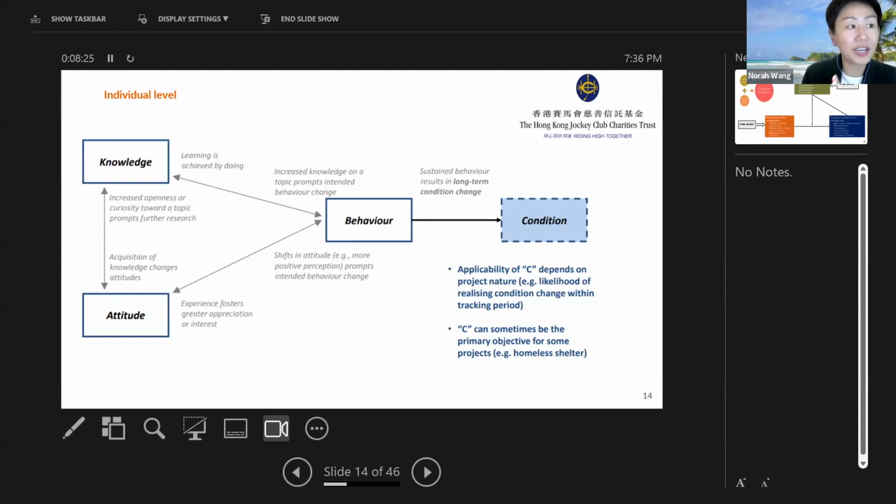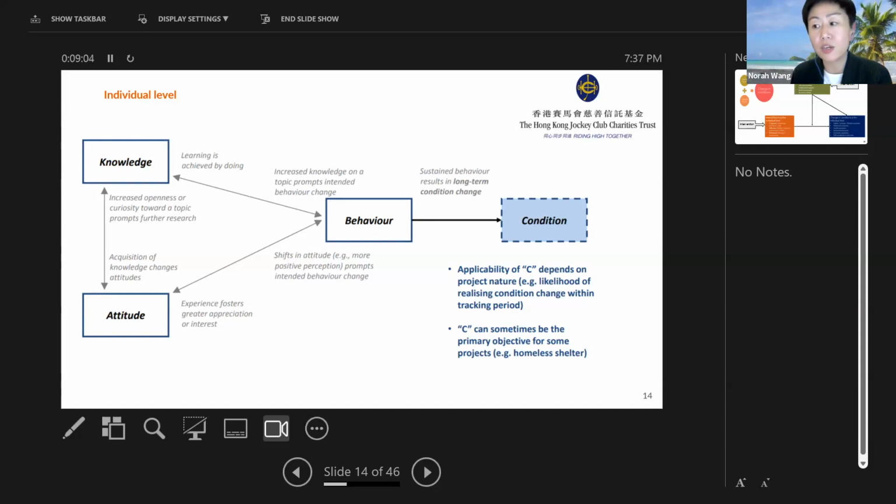So knowledge is often considered the first step, the first outcome, right? We often need to increase our participants' or beneficiaries' awareness, skills, and capacities before they can change their attitude, before they can change their motivation. Then when they are equipped with knowledge and skills, and after they change their attitude, they may change their behavior. The behavioral changes may then lead to changes in their conditions.